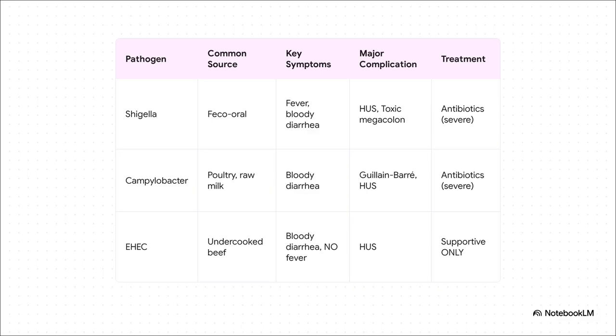This table here is incredibly high yield. It breaks down the three main causes of dysentery you'll see: Shigella, Campylobacter, and EHEC. I really want you to pay close attention to the common source and major complication columns. These are your best clues. For instance, you hear about an outbreak at a daycare, you have to think Shigella. You hear the patient ate undercooked chicken? Campylobacter should be at the top of your list, and you better be thinking about the risk of Guillain-Barré syndrome down the line. These details are crucial.